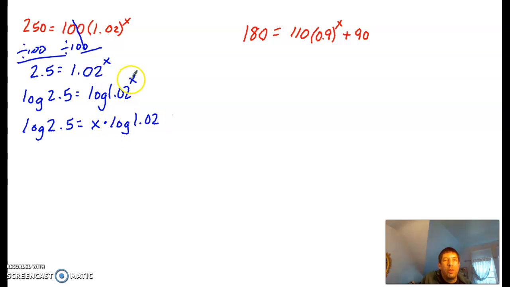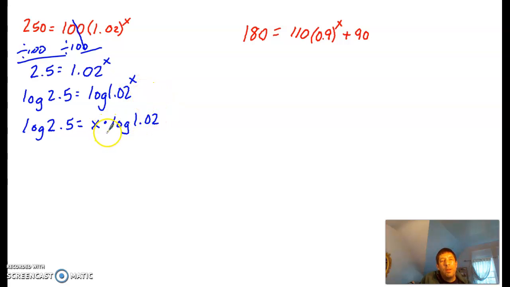That's our power property. If there's an exponent on our argument, 1.02 is the argument, we can move it in front of the log. Likewise, if we were starting at this position here, we could take the x value that's in front of the log. If you're multiplying log times something, you can move that coefficient and put it up as an exponent on your argument. So you can go either direction with the power property.